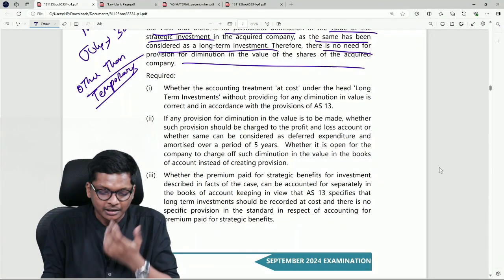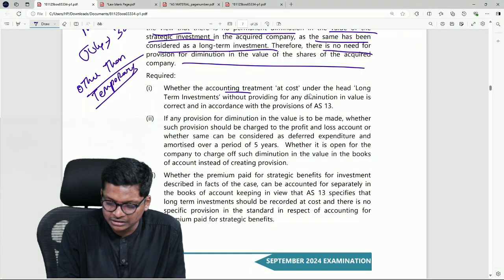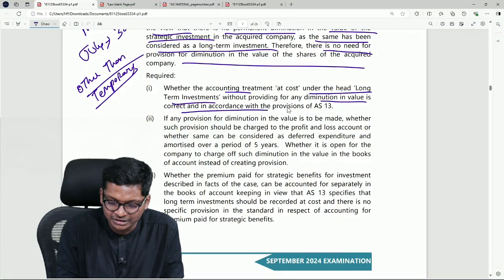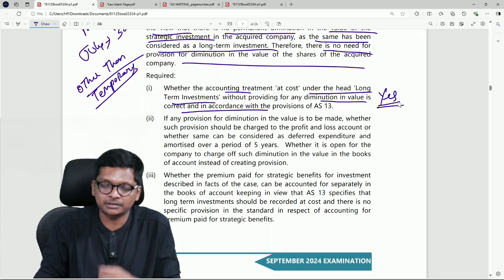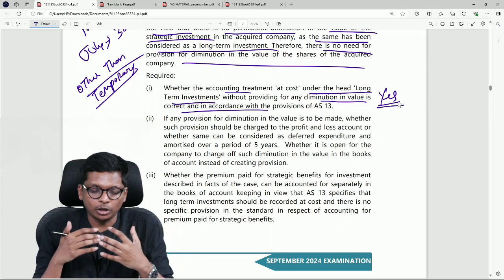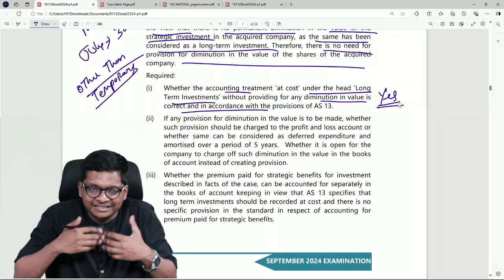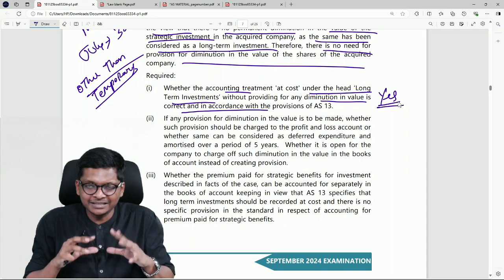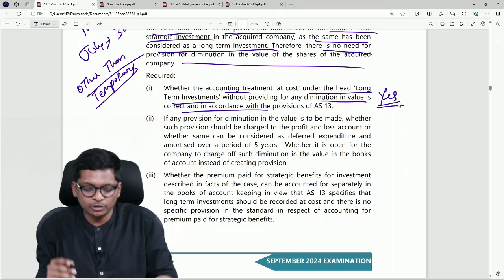So look at this. Whether accounting treatment at cost under long term investment without providing for diminution in the value is correct, answer is yes. Why, sir? Because the fall is not permanent, only when it's other than temporary. When the fall is permanent, you will write off. Here it is a temporary fall, so we will ignore it.